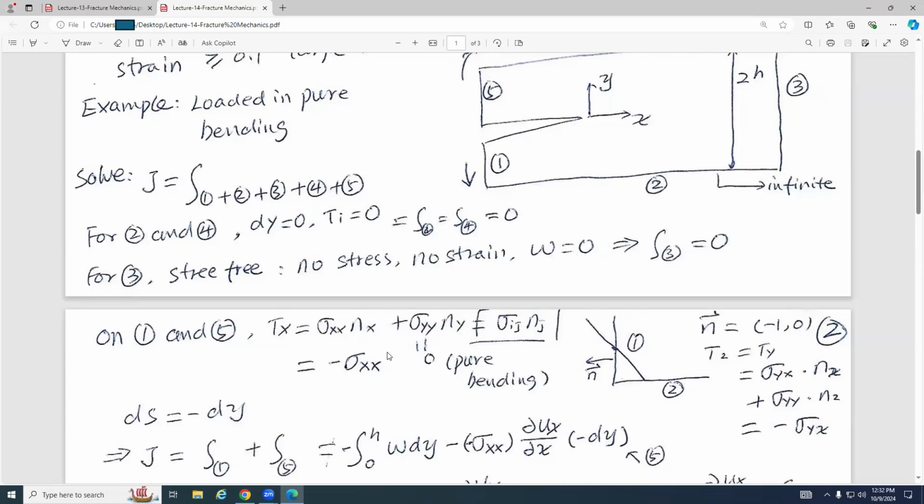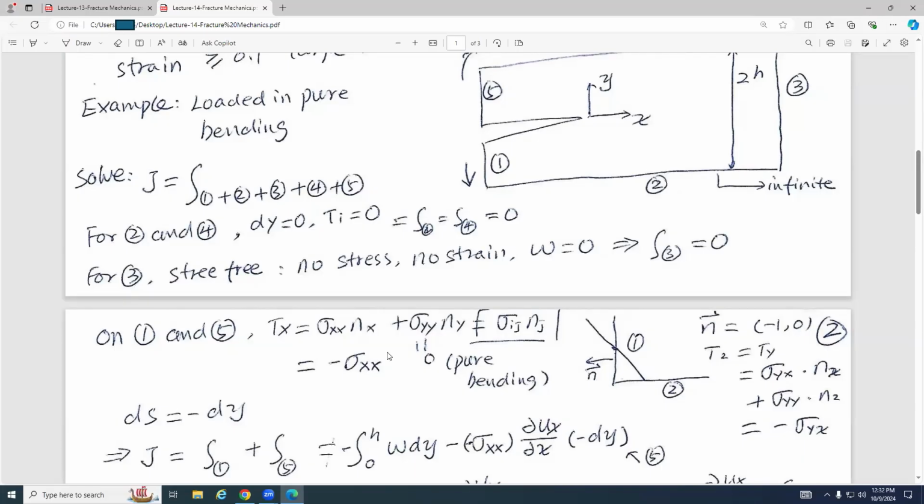Make sense? Bobby, why is n -1 for pure bending? Sigma y, why is n -1 nx? Why is it -1 for pure bending? No, not necessarily pure bending, because this is the edge. This x is y. The n is the outward normal of this edge.